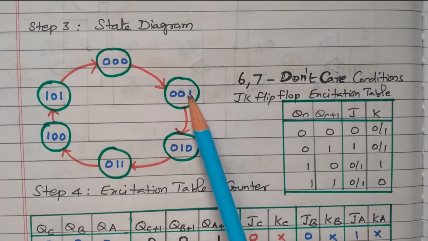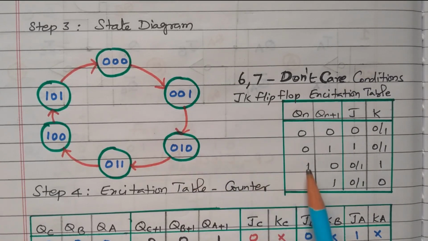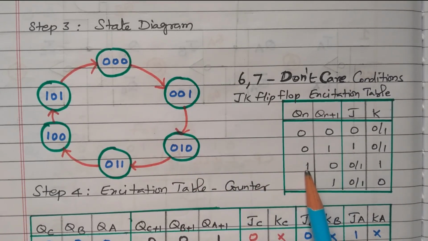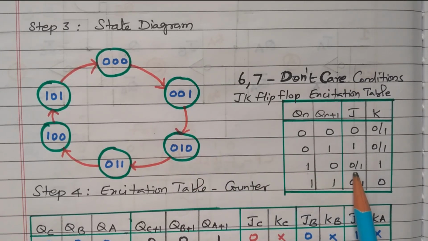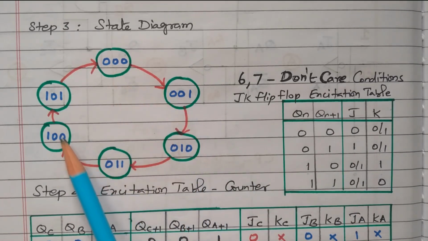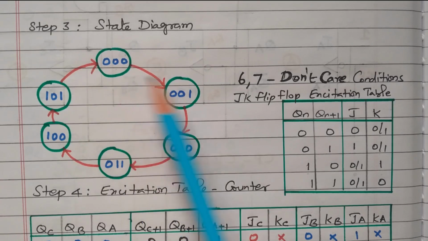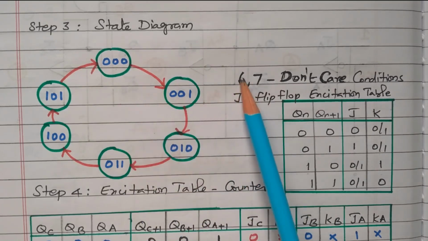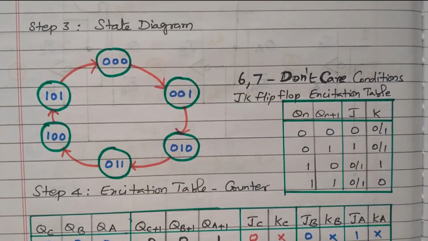Then 1 to 0: the current state is 1, and now it is changed to 0, which means J may be X and K is 1. So like that we can identify all of them. Start from 0, it goes up to 6 combinations, and again it will enter 0. The 6th and 7th positions are don't care conditions.